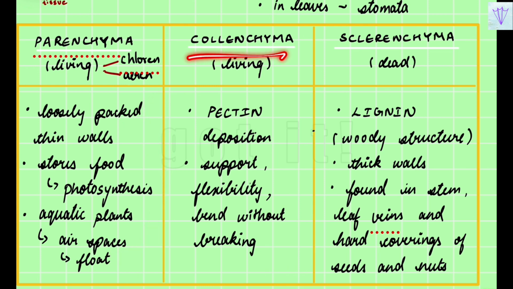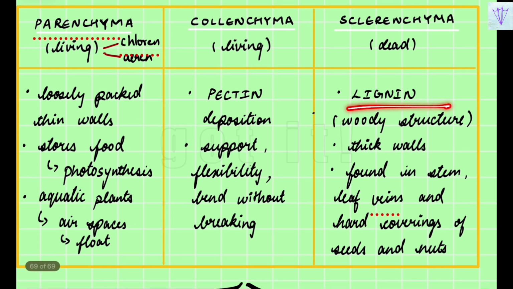Collenchyma will have a lot of pectin deposition in it, and it will provide flexibility, and it will bend without breaking because it has living cells. And sclerenchyma will have lignin depositions which will provide the woody structure. So they will not bend without breaking, they will break. And they have thick walls and are found in stem, leaf, veins, and hard coverings of seeds and nuts. And it's important to remember that it is not living.